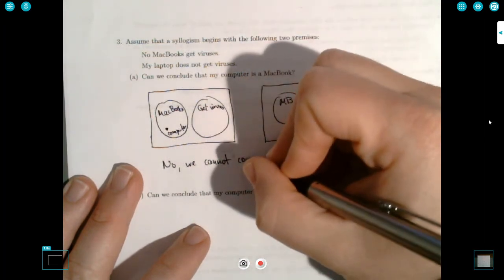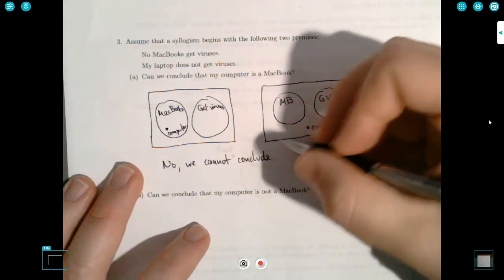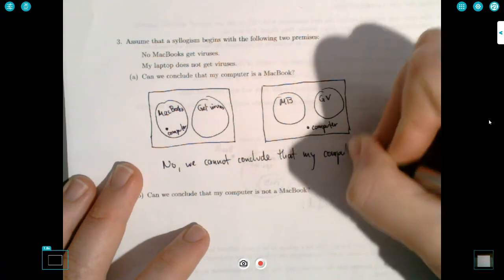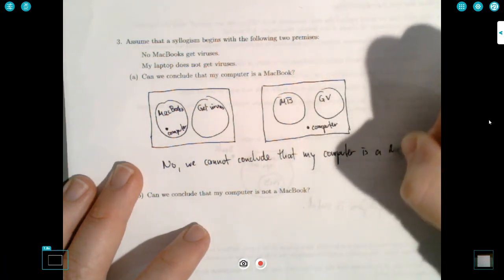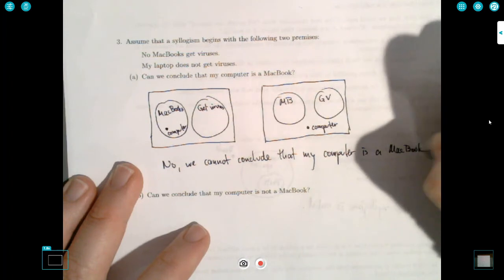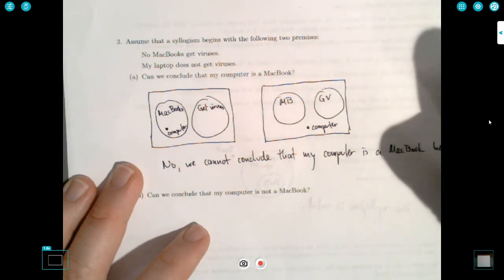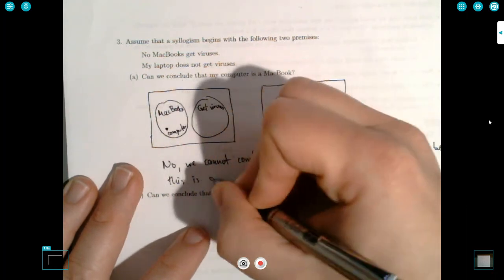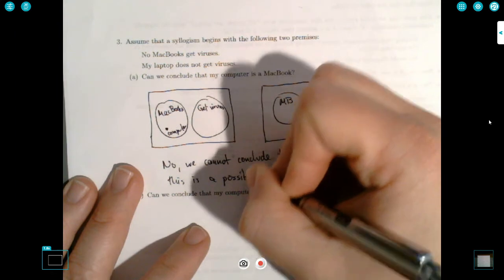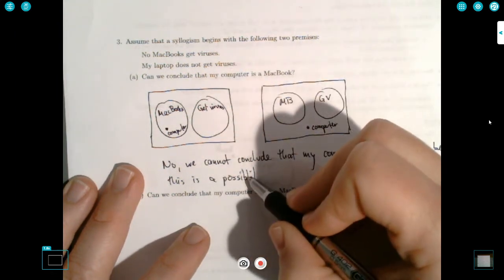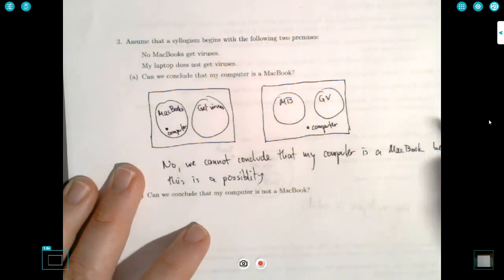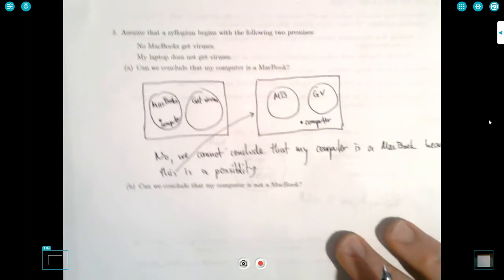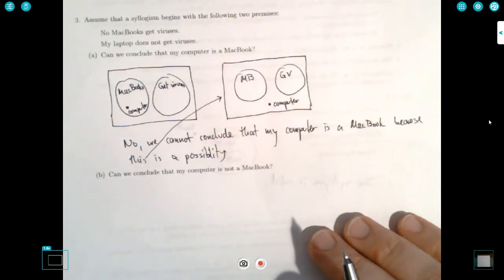No, we cannot conclude that my computer is a MacBook because this is a possibility. Man, I have a hard time spelling sometimes. But this is a possibility. So your computer doesn't necessarily have to be a MacBook.